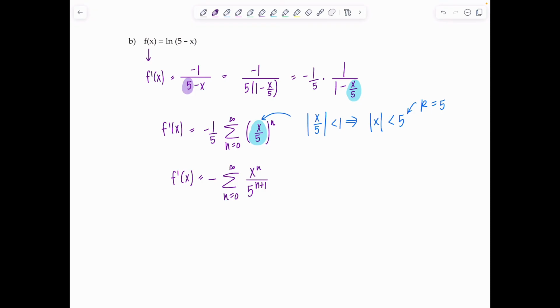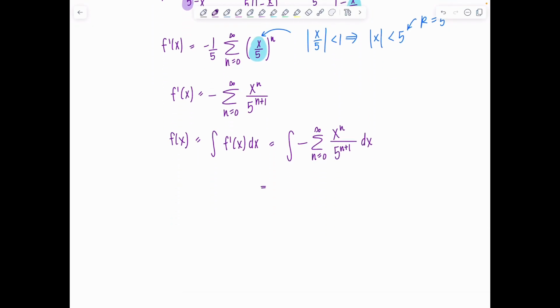Well, I'm going to take the antiderivative of both sides. I want to undo what I just did. So f of x is going to be the antiderivative of f prime of x dx, which is the antiderivative of negative sum n equals 0 to infinity x to the n over 5 to the n plus 1 dx.